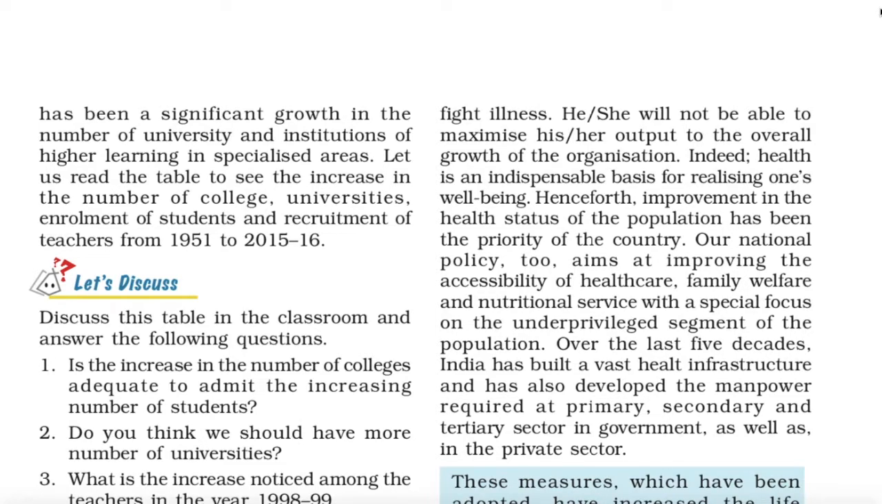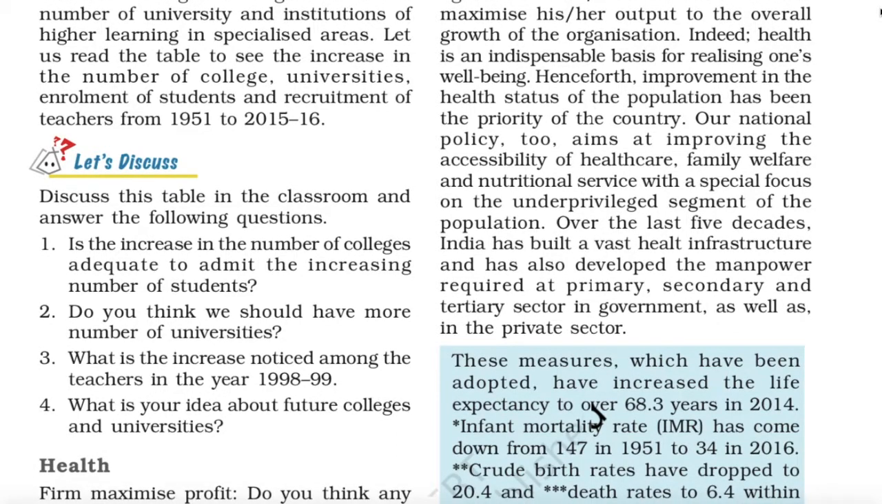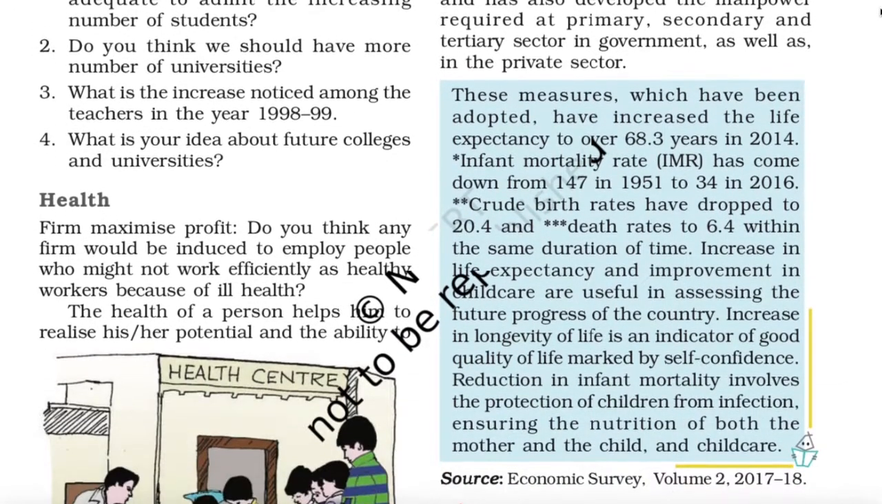Our national policy, too, aims at improving the accessibility of healthcare, family welfare, and nutritional service with a special focus on the underprivileged segment of the population. Over the last 5 decades, India has built a vast health infrastructure and has also developed the manpower required at primary, secondary, and tertiary sector in government as well as in the private sector.